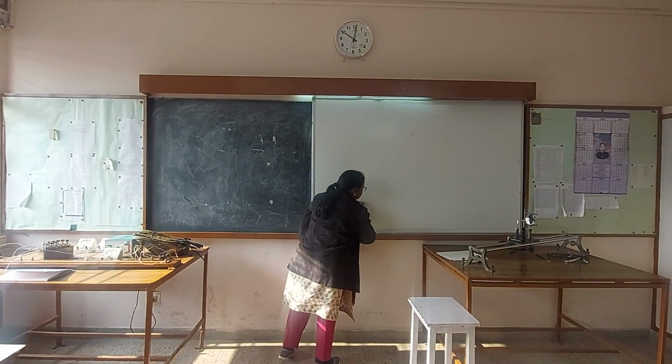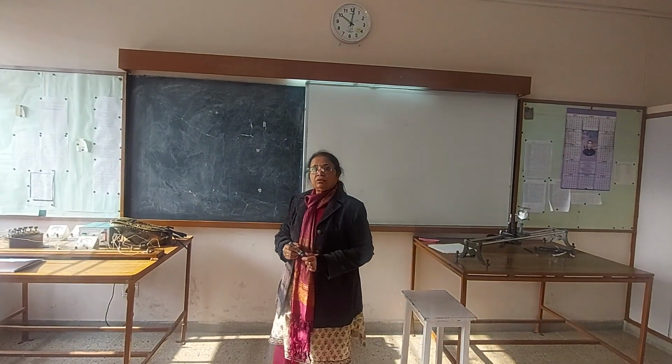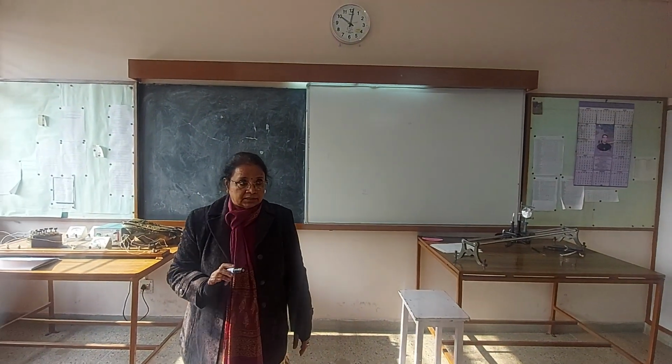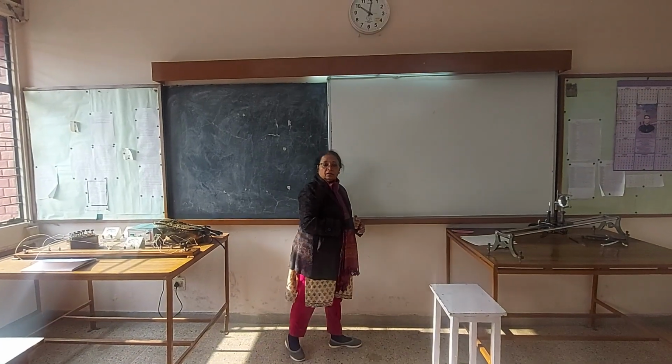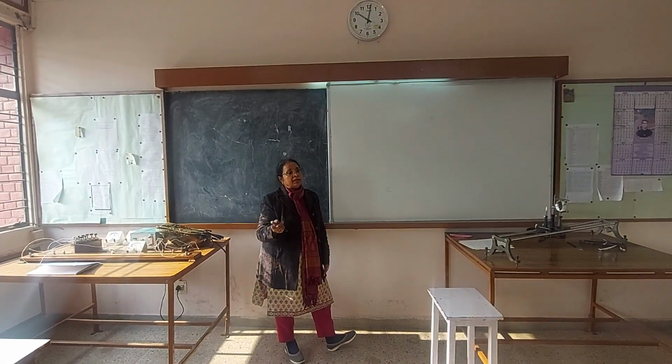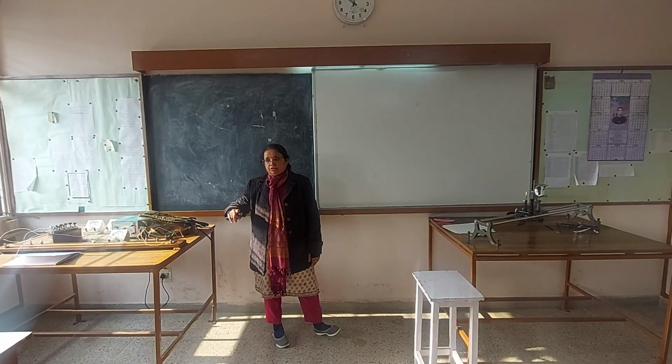Now for half deflection, what is your aim? First your aim is to find out the galvanometer resistance. And the resistance value is about 50 ohms only, approximately that. And next you are finding the figure of merit. Figure of merit means current upon deflection.